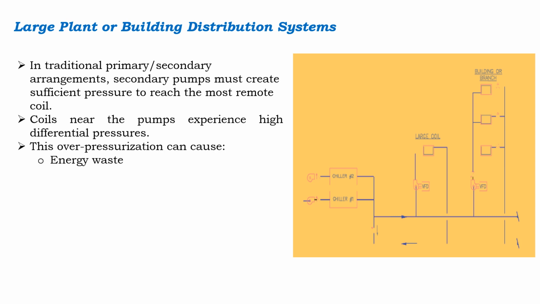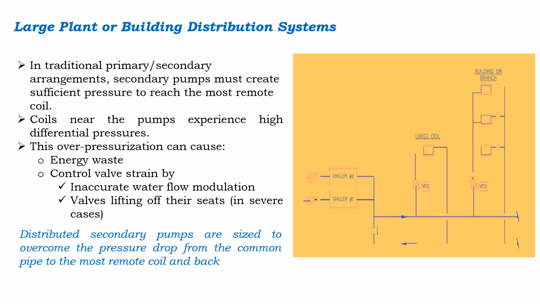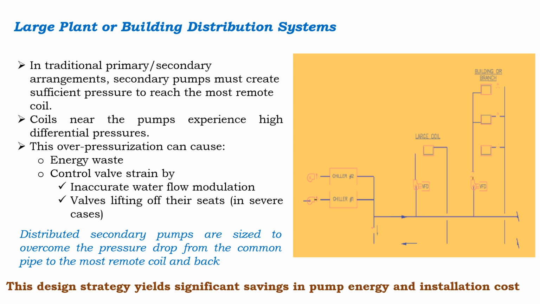This overpressurization can cause energy waste, which I have explained, and control valve strain because of inaccurate water flow modulation, as it is experiencing high delta P. Valve lifting is also going to be a big issue because of the high pressure. So the distributed pumping system is becoming a good option for such applications, to overcome the pressure drop issues and tap the opportunities that are going as energy waste because of this configuration. This design strategy yields significant pumping savings and installation cost savings also.